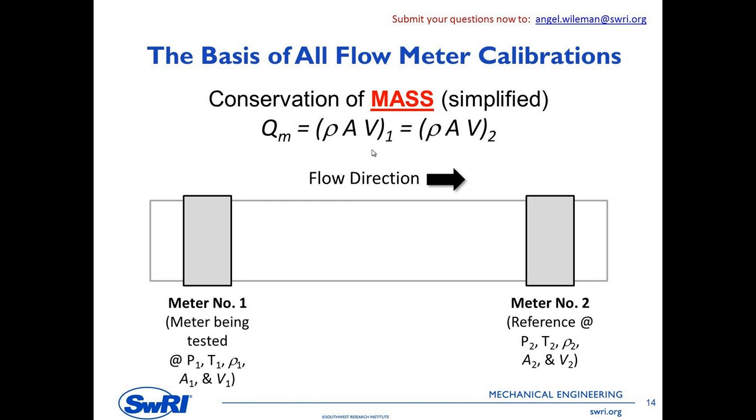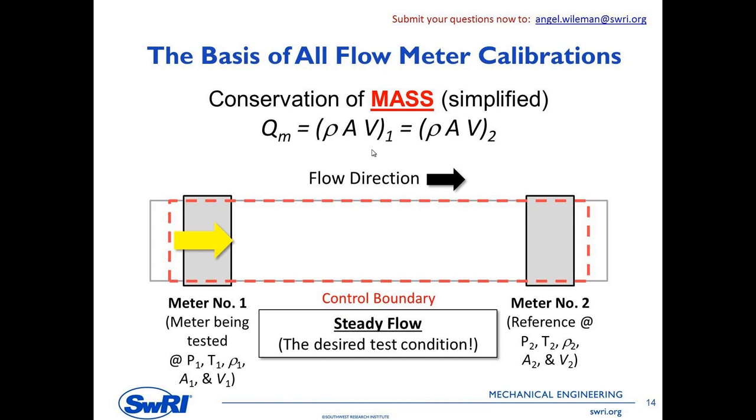Each of those meters can be present at different pressure, temperature conditions. They can have different areas. They can have different velocities. That doesn't matter as long as I account for those differences between the meters, because what I want to do is I want to check the mass flow rate at each of those meters. I'm going to draw a control volume around those two meters, and as long as the flow is steady, then the equation at the top is valid, that the mass flow at one end equals the mass flow at the other. So that's a good thing.